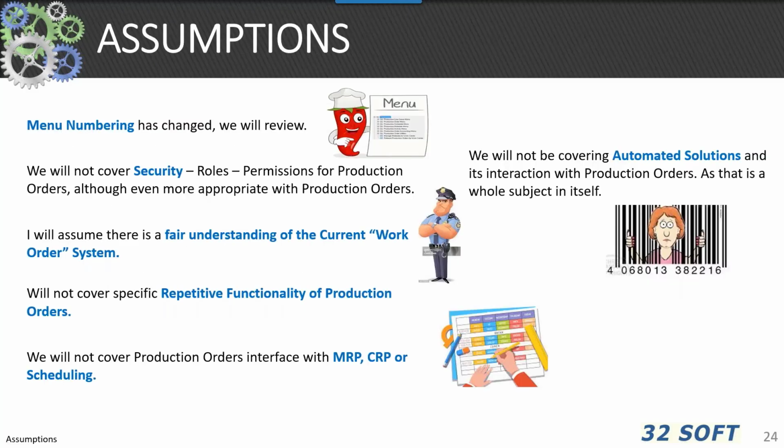Before we jump off, let's recognize that production orders encompass an extensive set of functionalities. So I've gone on some assumptions. I'll assume you all have an idea of work orders. Menu numbers have changed. We won't cover security, but that's an important function.